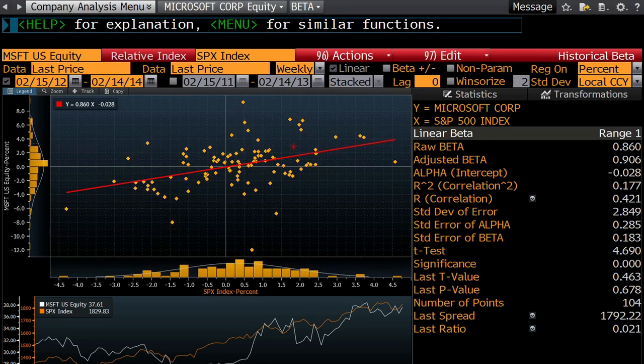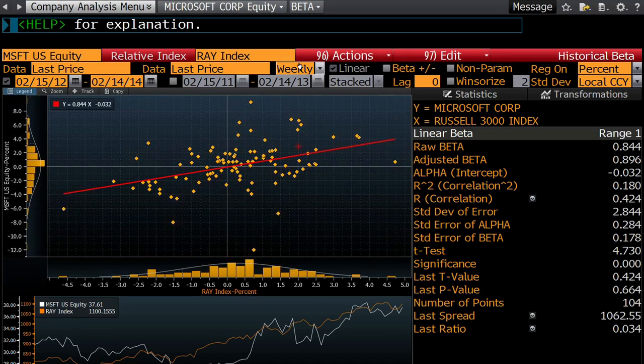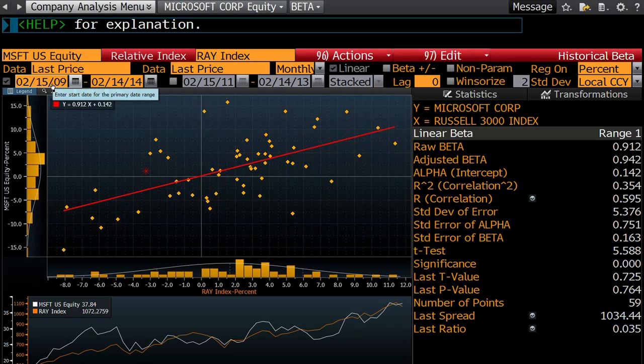Personally, I don't like to use weekly data. I also like to use a longer time period, and I like to use a broader index as my relative index. I'm going to change it to the Russell 3000 index, which is a broader index against which to measure this. I'm going to change the frequency to monthly. I'm going to go back to 2009 in my calculation. Now we see the beta estimate of 0.912 for the raw beta and an adjusted beta of 0.94. This is very close to the 0.95 that I entered into the free cash flow model.